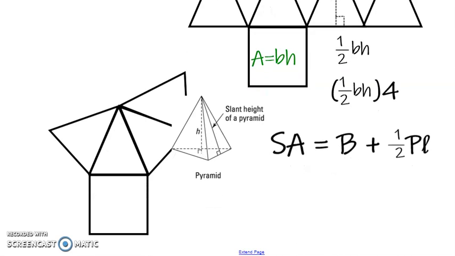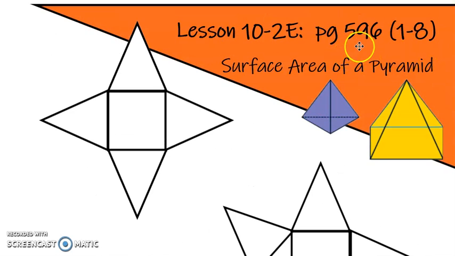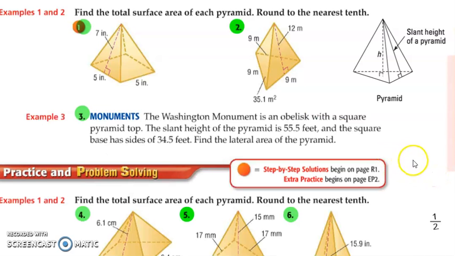Our assignment is on page 596, 1 through 8. I'm going to do a couple of them for you. This is lesson 10-2E. So here's our book assignment, and let's look at number 1. Notice that this has got a square base on it.